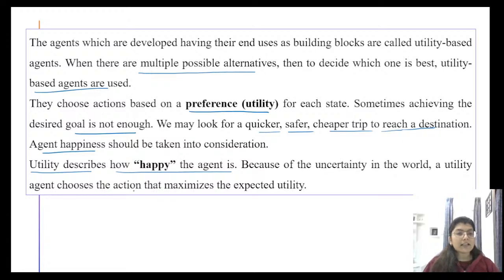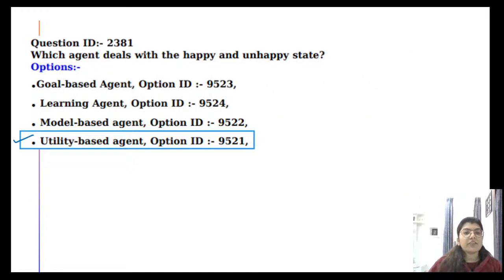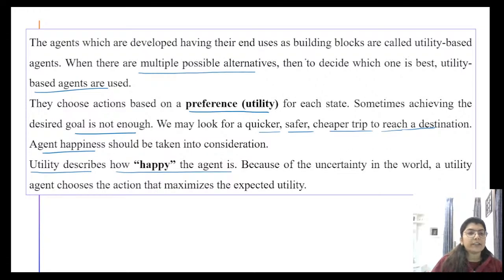So if your result is maximizing the expected utility, then it will be a happy agent. And if your result is minimizing or is not giving the proper result, then it will be an unhappy agent. So the question was, which agent deals with happy and unhappy state? So it is your utility agent.